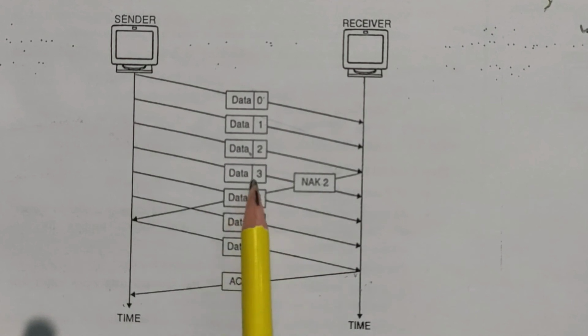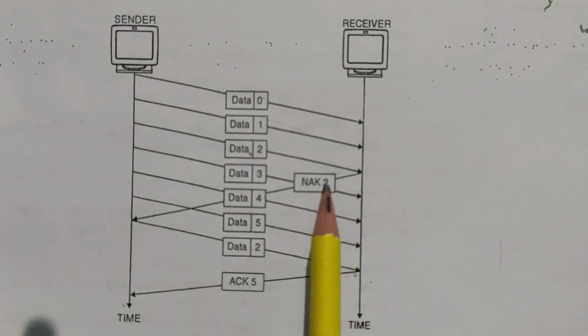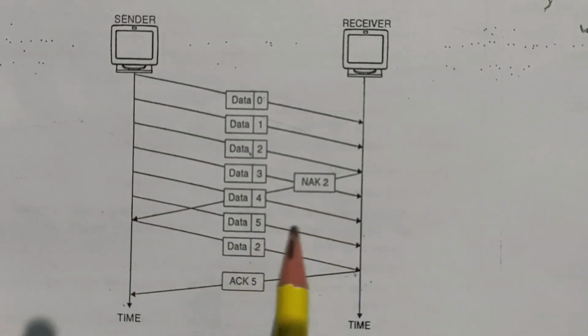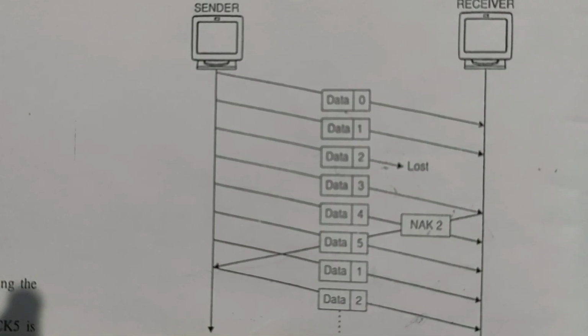Here data 3, 4 and 5 are already received by the receiver. Until the sender sends the errored data again, it will not send any acknowledgement. When it receives the errored data frame, it will send the acknowledgement for the last data frame it received. Now we will learn selective reject for lost data frames.